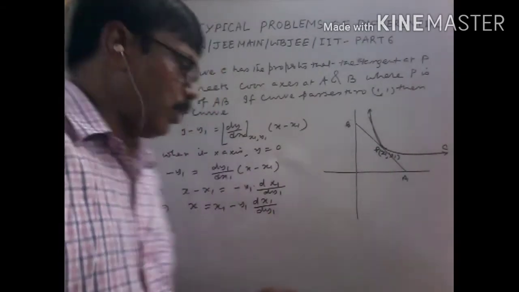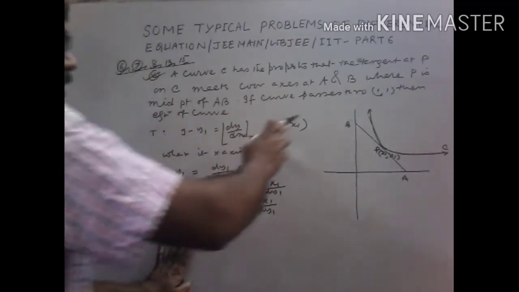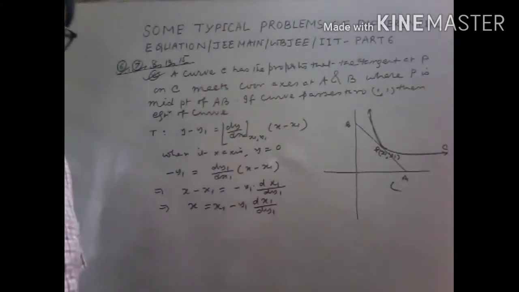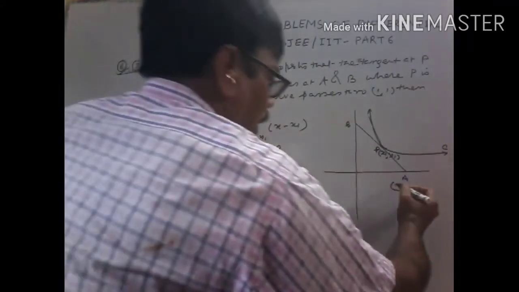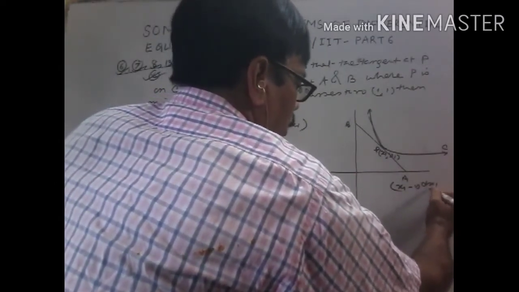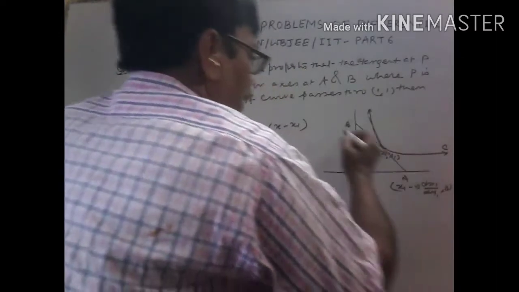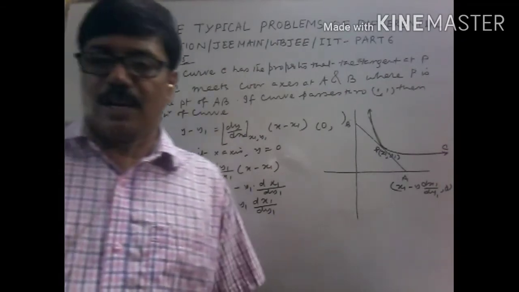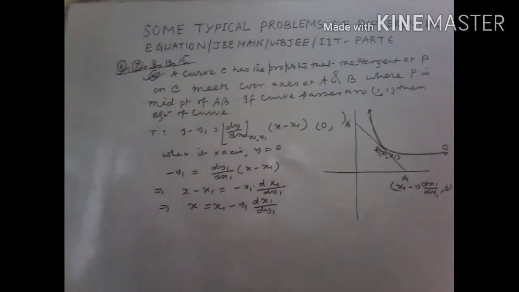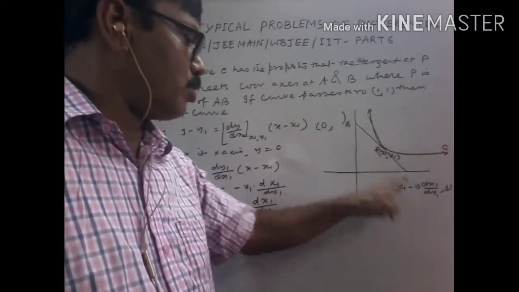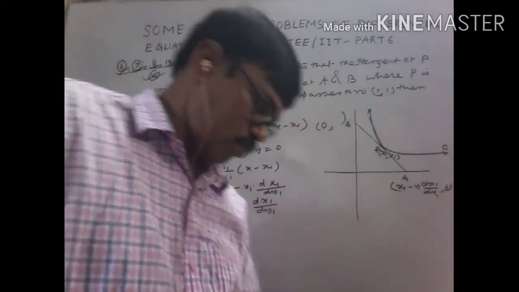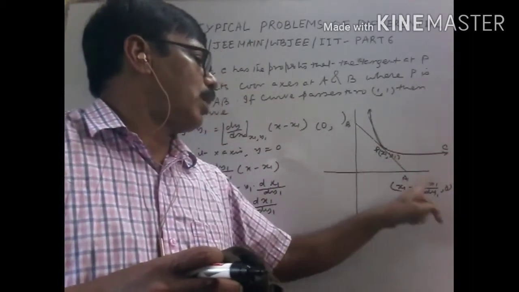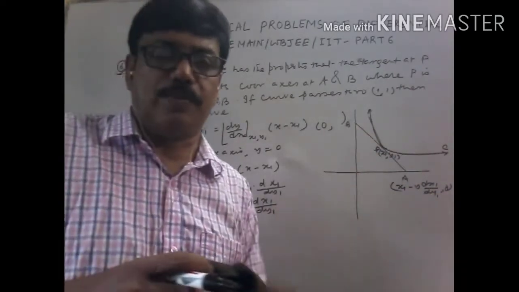So similarly, we can find the y intercept also. So what is the coordinate of A? Coordinate of A is (x1 minus y1 into dx1 by dy1, 0), and coordinate of B you get (0, y coordinate). Now look at the condition. For the midpoint P, x1 equals this plus 0 by 2. Similarly, we can also find the y coordinate: y1 equals 0 plus the y coordinate by 2.